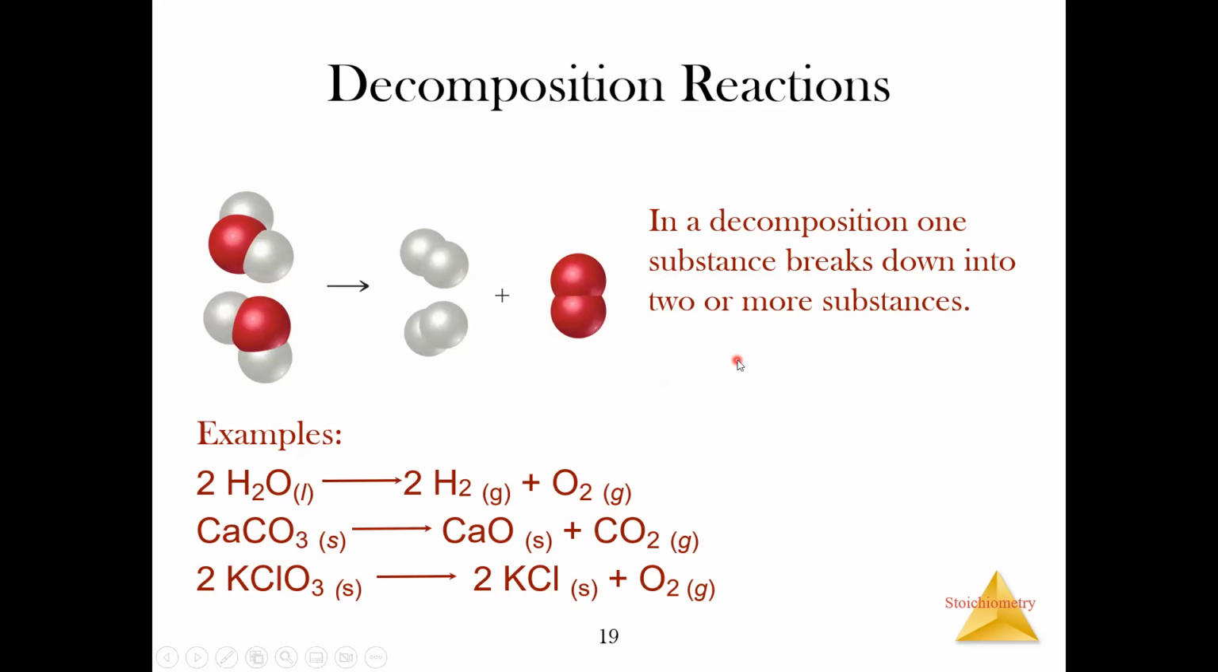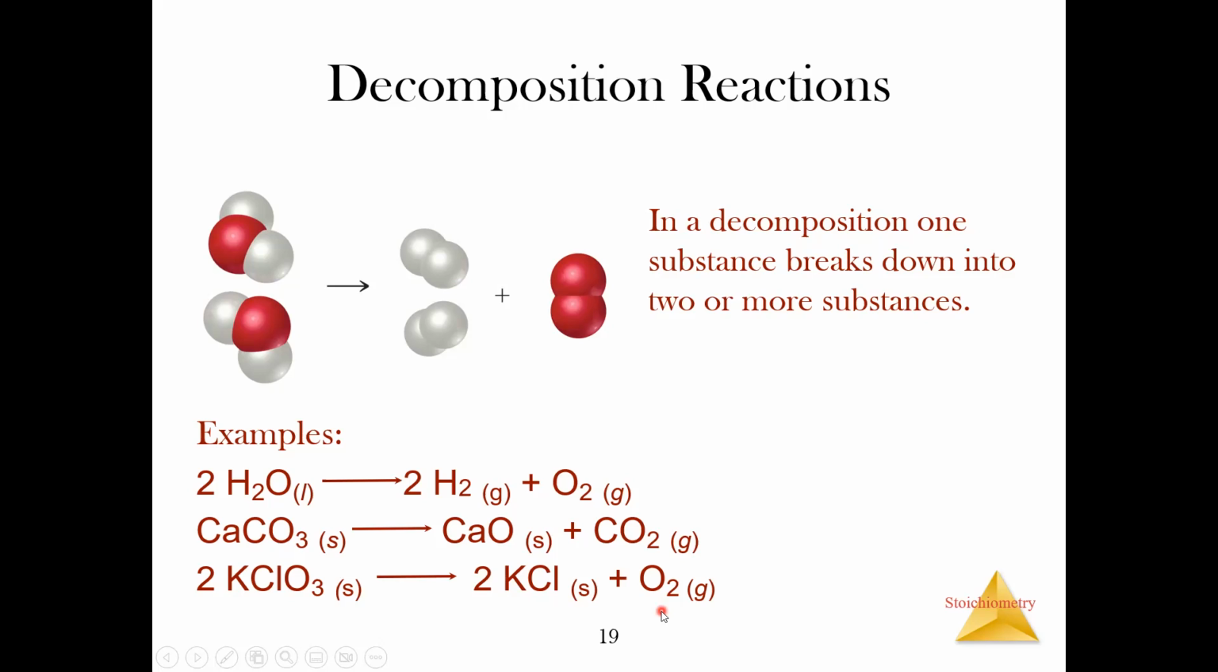And then, like I said, the decomposition reactions are essentially just the reverse. So in this case, we're starting with one substance, breaking it down into multiple pieces. So in this case, we're taking water, splitting it into the individual elements, hydrogen and oxygen. We're taking calcium carbonate, breaking it down into calcium oxide and carbon dioxide, or the similar reaction with potassium chlorate. We're decomposing it into potassium chloride and oxygen.